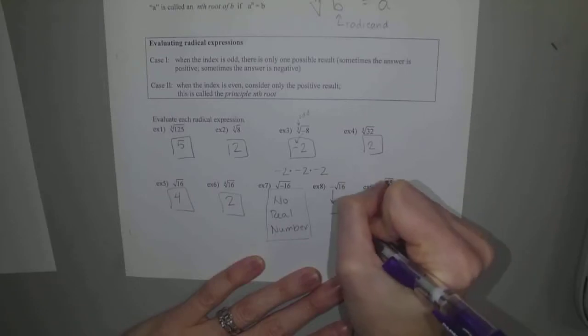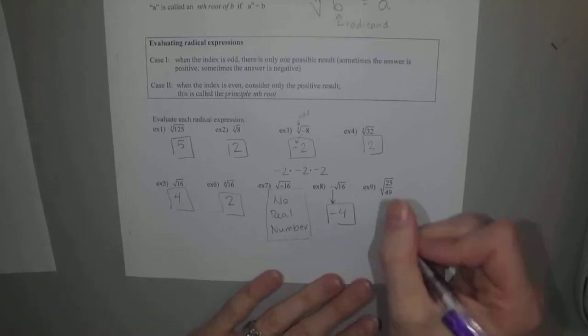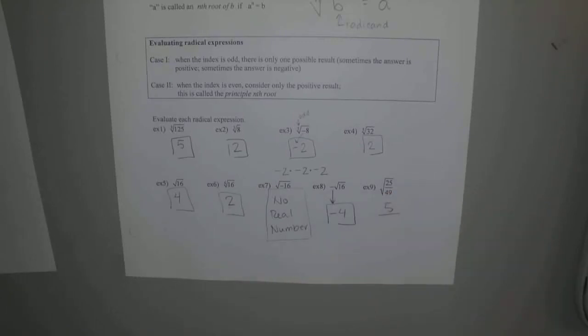And then what's the square root of 16? 4. Then you get to fractions. You're like, oh my gosh, they're so scary. They are not. Just take the square root of the top and the square root of the bottom, okay? So what times itself twice gets you to 25? 5. What times itself twice gets you to 49? 7. You just found the square root of 25/49.